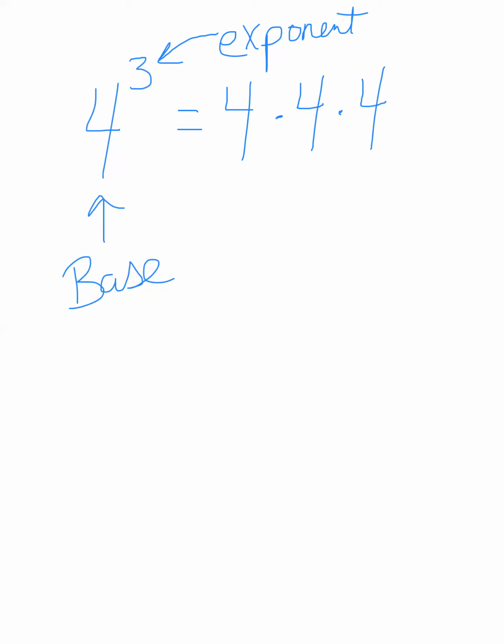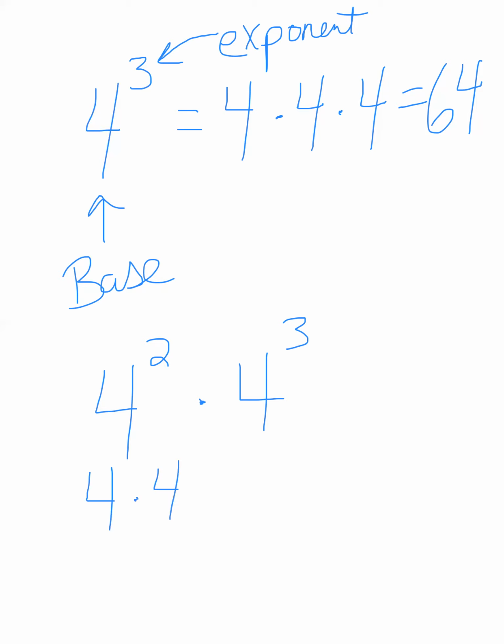And you could do that out. You could evaluate it. 4 times 4 is 16, and then 16 times 4 gets you a final answer of 64. I'm actually less concerned about that. But here's something that is kind of cool. What happens if you have something like 4 squared, and then you multiply that by 4 to the third? What happens here? Well, think about what that really means. 4 squared really means 4 times 4, right? And then I'm going to multiply that by 4 to the third.